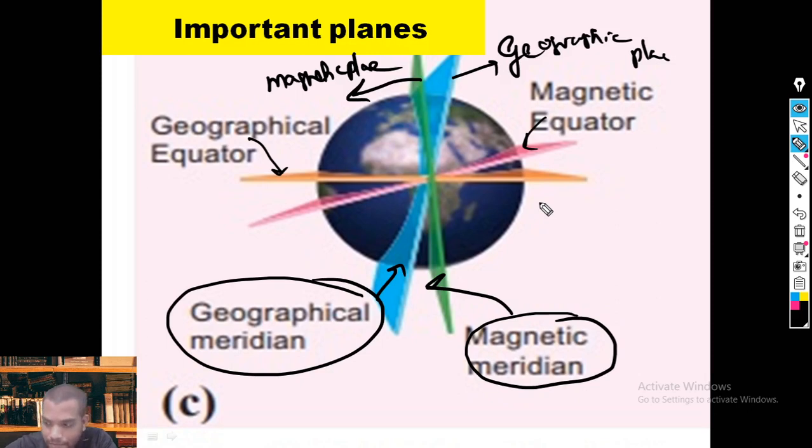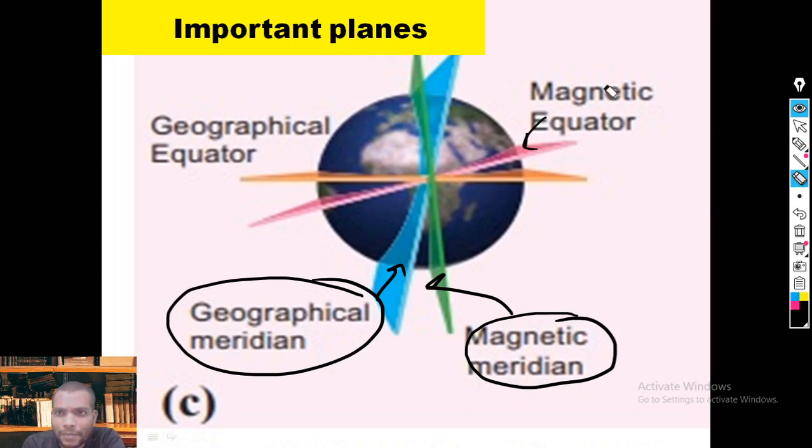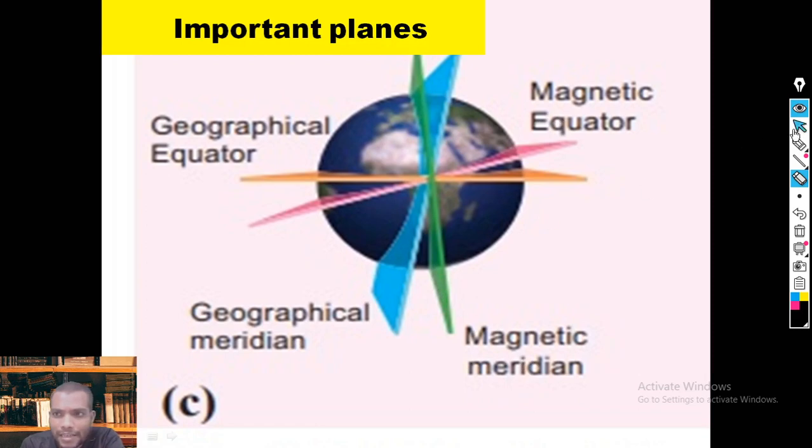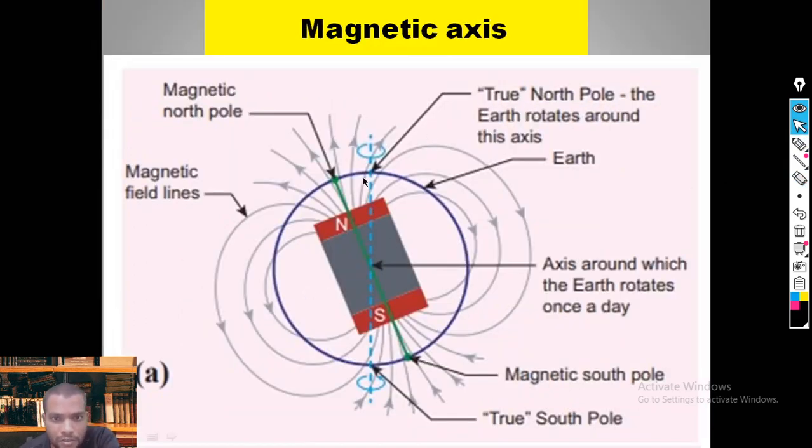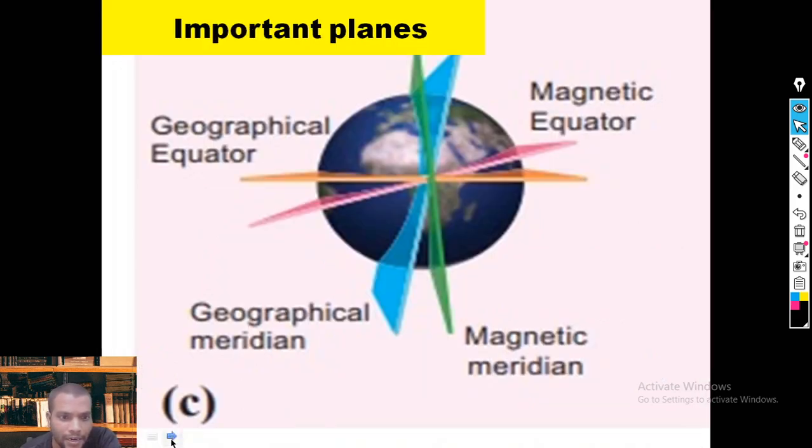Similarly, magnetic meridian is the vertical plane passing through the magnetic axis, which is known as magnetic meridian. So later I use only this terminology, geographic meridian and magnetic meridian. And we need to measure certain angles too. I hope you got the four definitions. One is the axis of rotation, magnetic axis and geographic axis, and another one is magnetic meridian and geographic meridian, and magnetic equator and geographical equator.